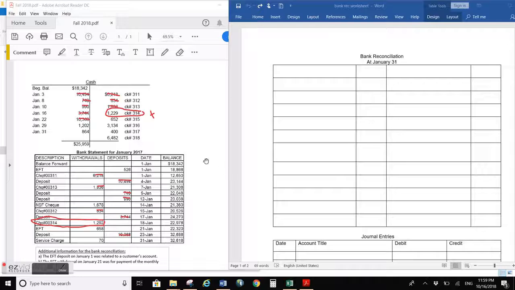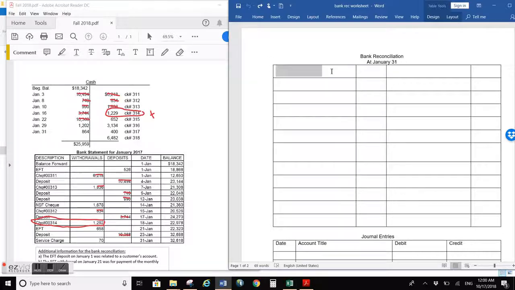Okay, so I've crossed off everything that matches, and that is fantastic because that means I don't have to worry about all that information. We're just going to focus now on the stuff that matters and the stuff that will go into the bank reconciliation. When you start your bank reconciliation, you always want to start on the bank side. The bank side starts with your ending bank balance.